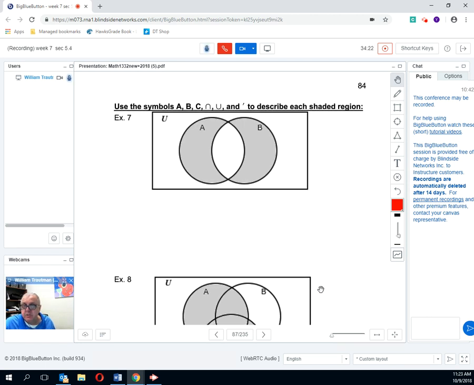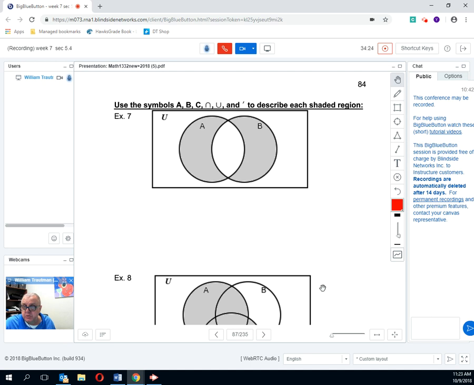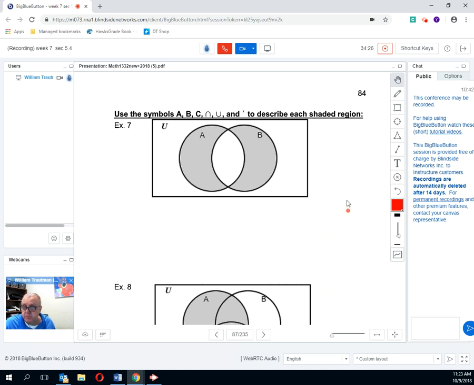Okay, so it says use symbols, unions and intersections to describe the shaded region. I think there's more than one way of describing the shaded region, but we're going to try it now. Do you see that all of A and B is shaded in except the stuff that's between them, that's in common with them?